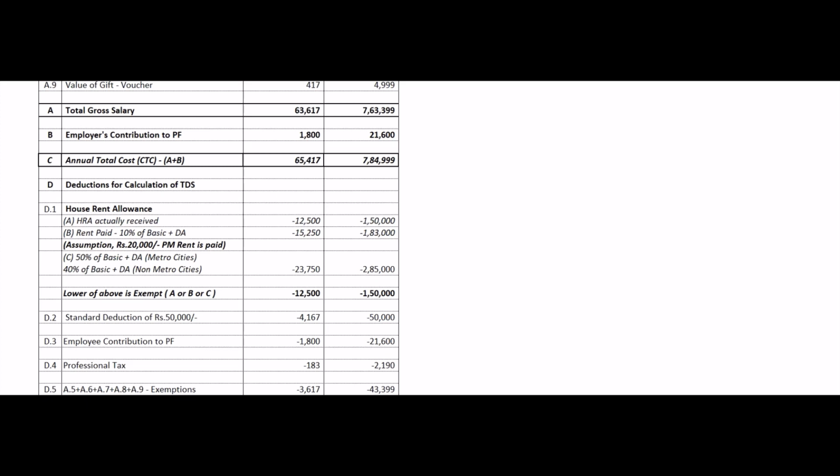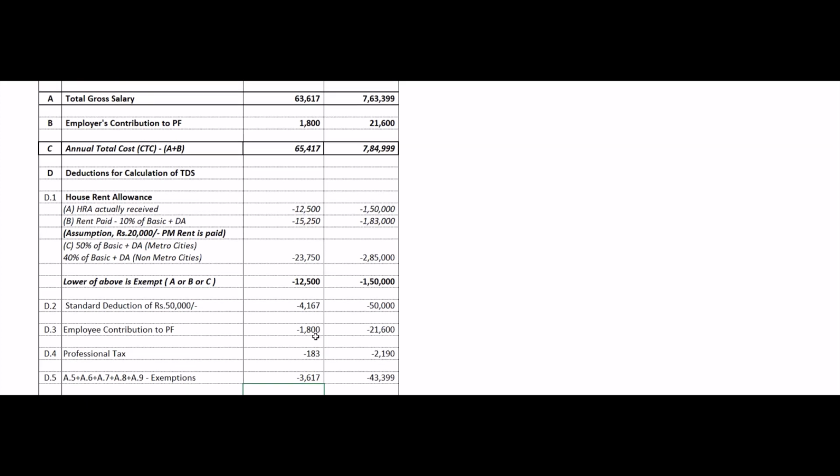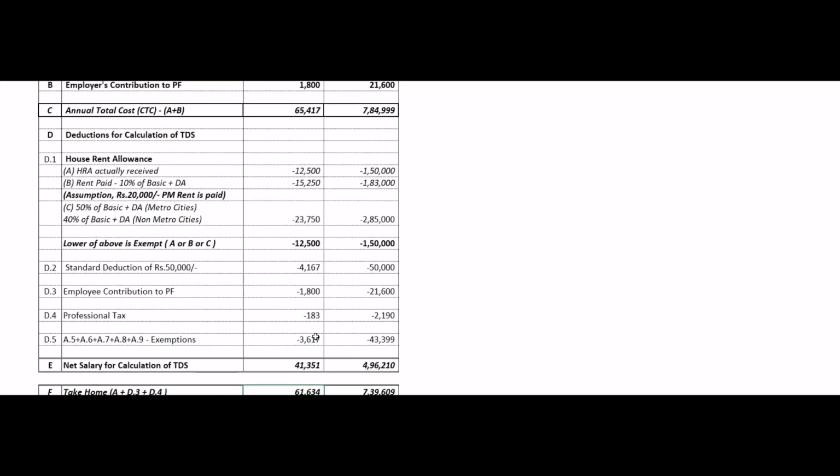After the house rent allowance deduction, the next deduction is the standard deduction of rupees 50,000. Then the employee's contribution to provident fund, then professional tax, and all those exemptions as I mentioned above, that is the allowances, child education allowance, hostel allowances, telephone perquisites, food allowances, and the gift voucher, which brings the net salary for calculation of TDS to 4,96,210, which is less than 5 lakhs.